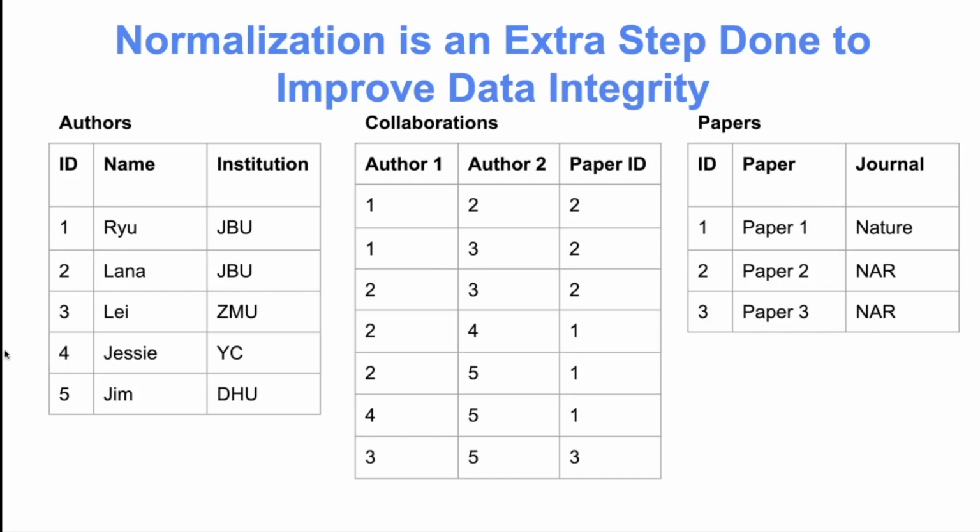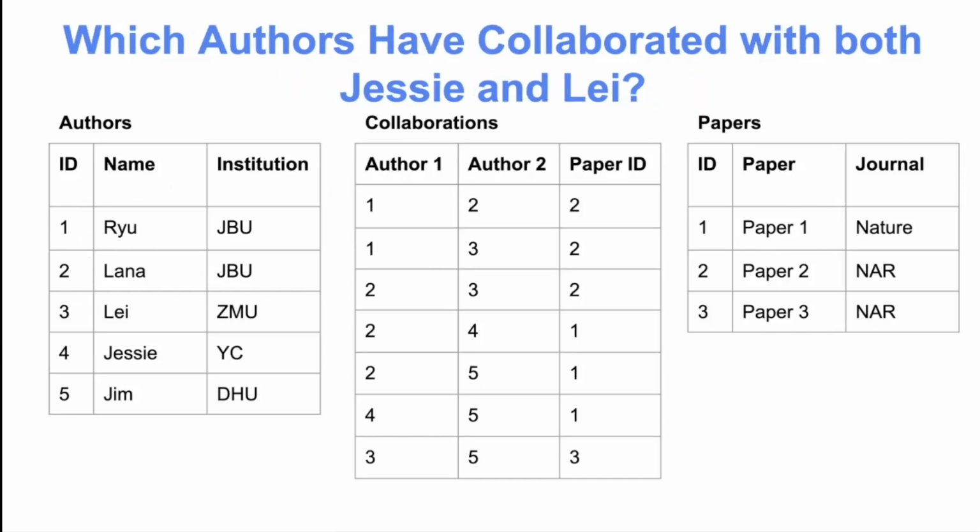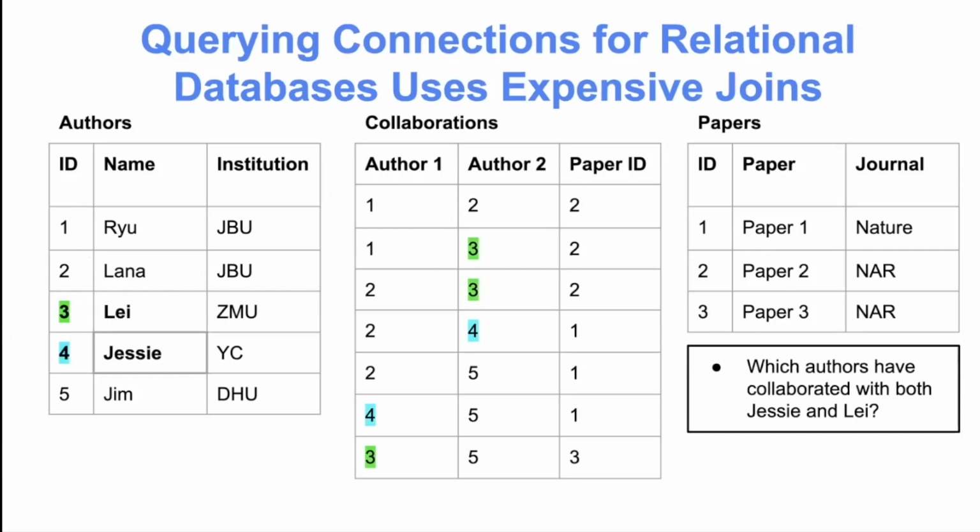And you can see here, if you want to find which authors have collaborated with both Jesse and Lei, what we can do is join these tables based on their respective IDs. So we can see here that for Jesse and Lei, the IDs are 3 and 4. These are mapped here, 3 and 4. So this is for Lei, and this is for Jesse.